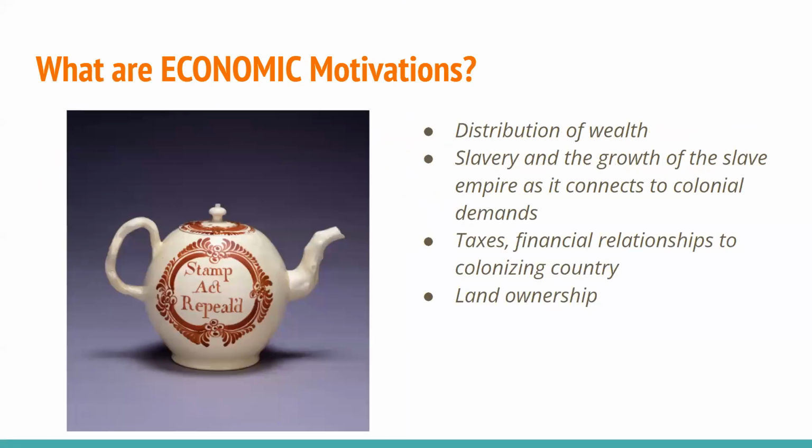These are the things economic historians look at: a distribution of wealth. They might look at slavery and the growth of the slave empire as it connected to colonial demands. They might look at taxes and the financial relationship of the colonizers and the colonized. And they might look at land ownership.